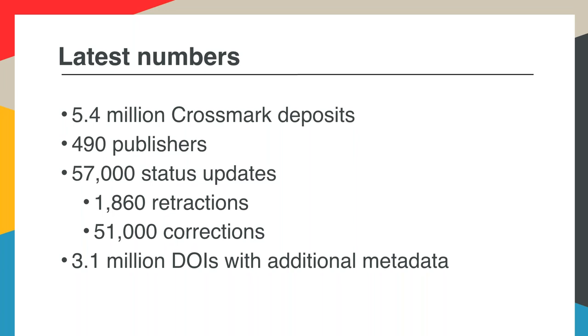Close to 2,000 now, we have, as you might expect, the bulk are corrections, 51,000 corrections at present. And then again, of those 5.4 million content items, 3.1 million of them have some of that additional metadata, so that box that I showed you at the end where you can put in useful information for your readers.